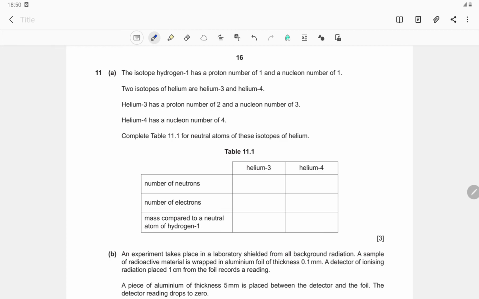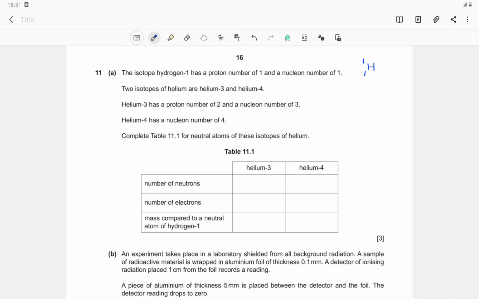Question 11 is from nuclear physics. The isotope hydrogen-1 has a proton number of 1 and a nucleon number of 1. So there is a hydrogen atom which has a proton number 1. Proton number is nothing but atomic number, and nucleon number is also 1. That means the number of protons plus neutrons is also 1.